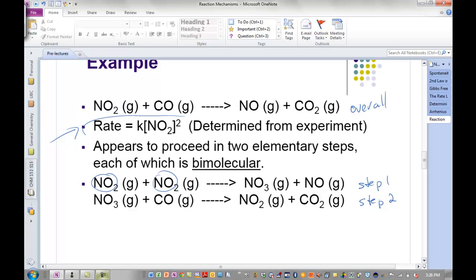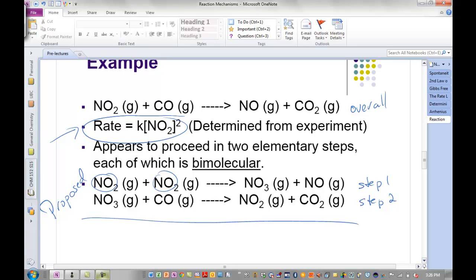Here is our experimental rate law. Here is a proposed mechanism. Your job is to tell me, is that a valid mechanism? Okay? So the first thing is, do they add up?